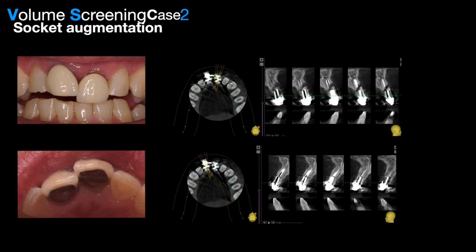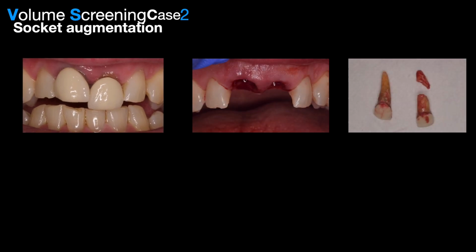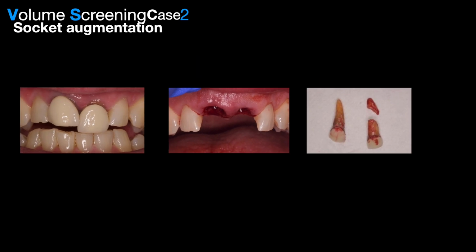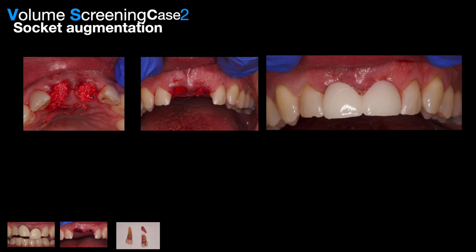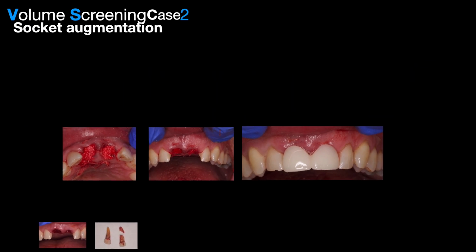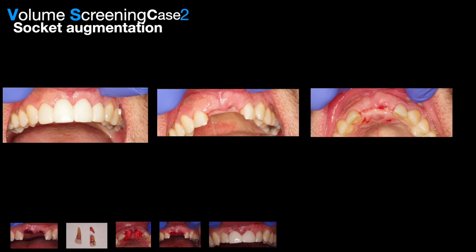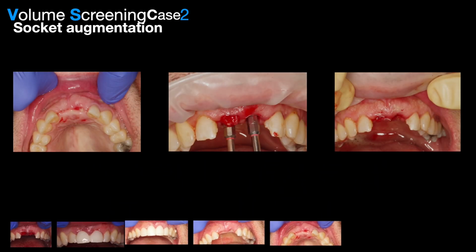Another case, we got 2 broken centrals, completely broken, unrestorable. Even the best endodontist wouldn't be able to fix those. We remove those two roots, we clean the socket, degranulate it, and put EthOss inside. We put the temporary 3D printed bridge. Following 3 months, the implants were placed.